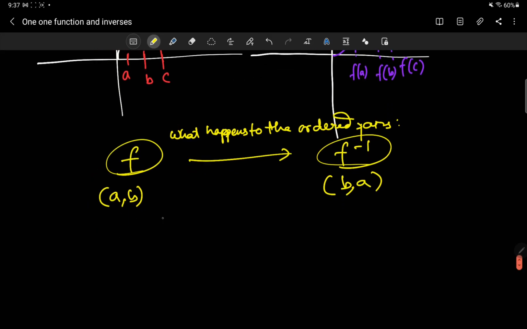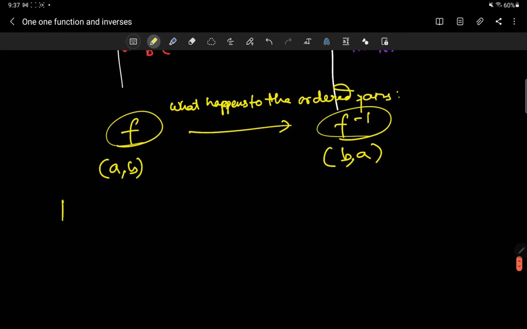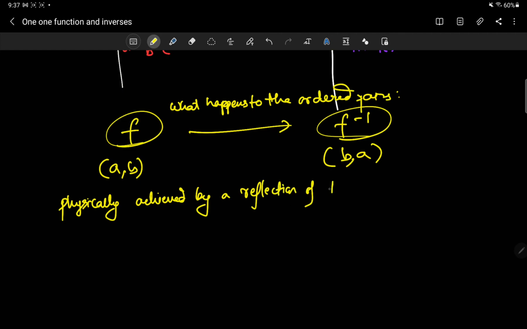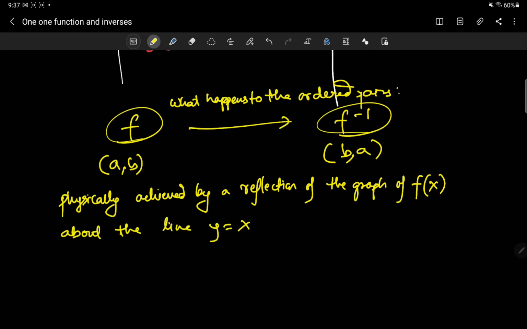because the x and the y interchange, right? So this can be physically achieved by a reflection of the graph of f(x) about the line y equals x.